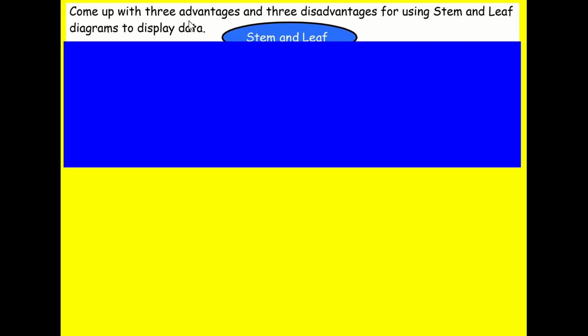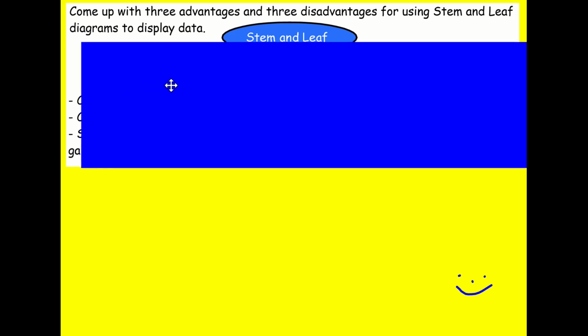To start today, I want you to try and come up with 3 advantages and 3 disadvantages for using stem and leaf diagrams to display data, based on what we've done in previous lessons. Okay, let's first of all look at some advantages.